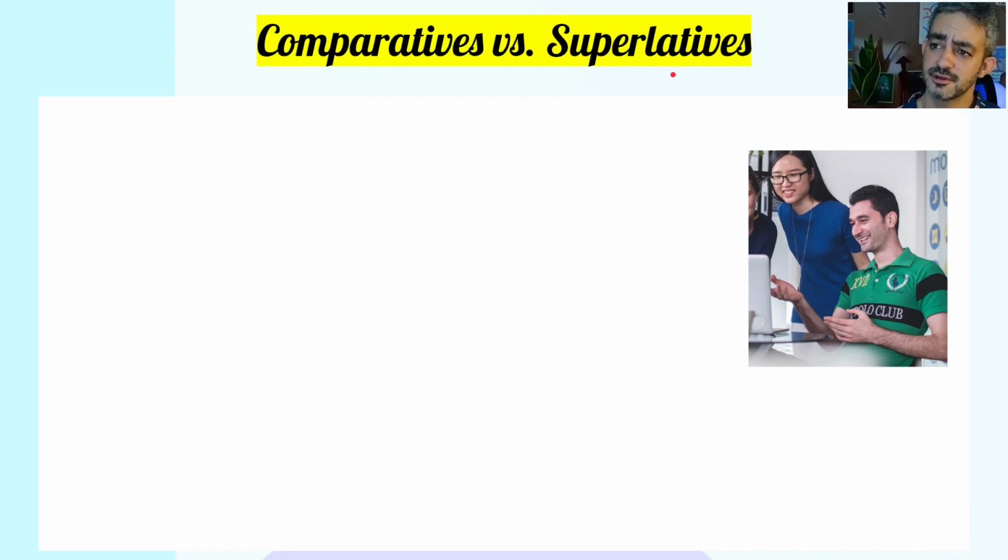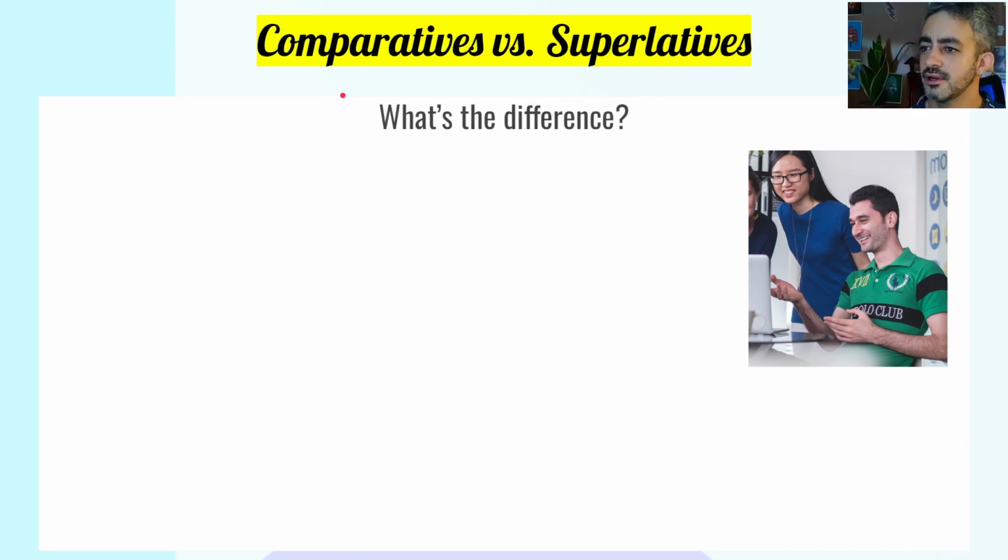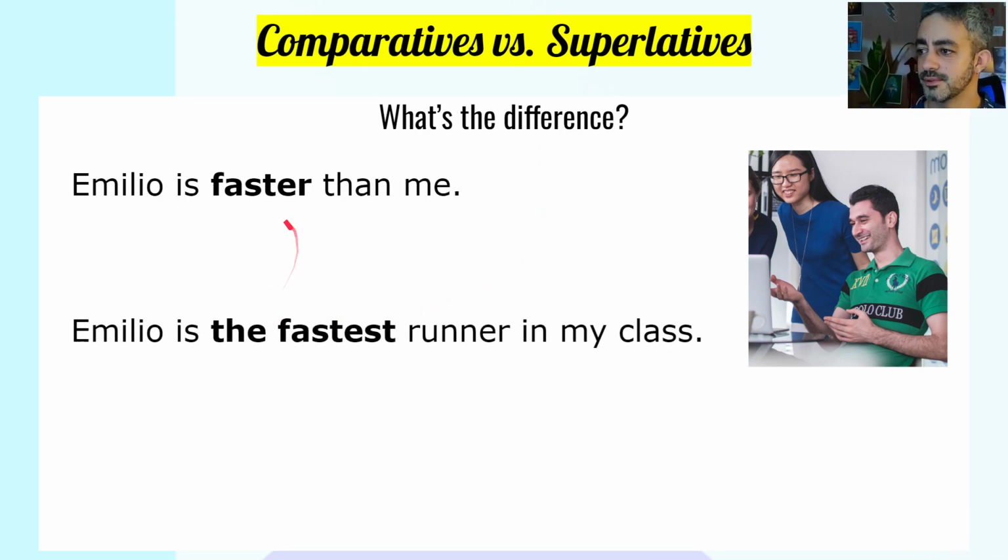Now, comparatives versus superlatives. What are comparatives and what are superlatives? When do we use one or the other? What is the difference between these two? Look at these examples here. Emilio is faster than me. This one is comparative. Or Emilio is the fastest runner in my class. This one is superlative.